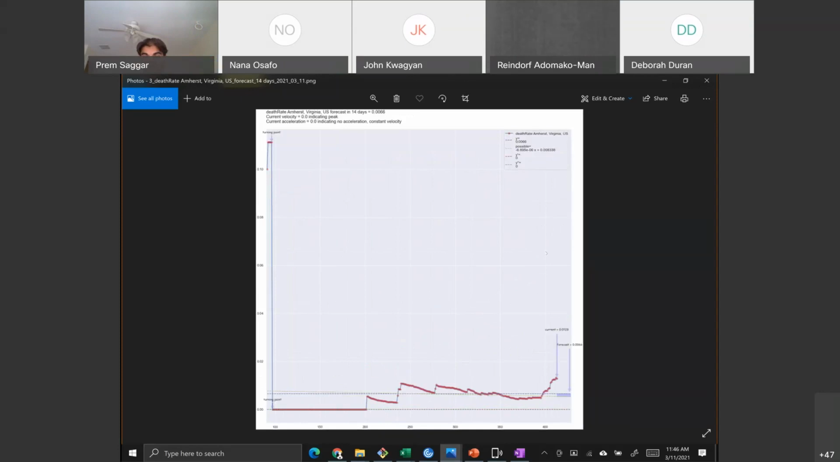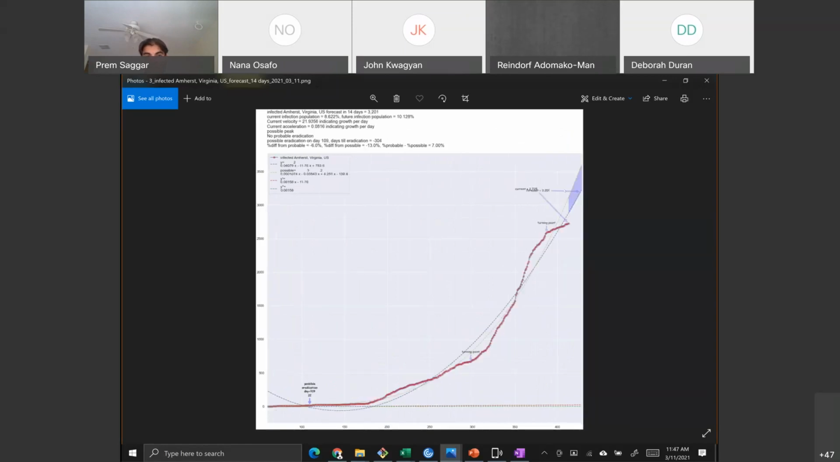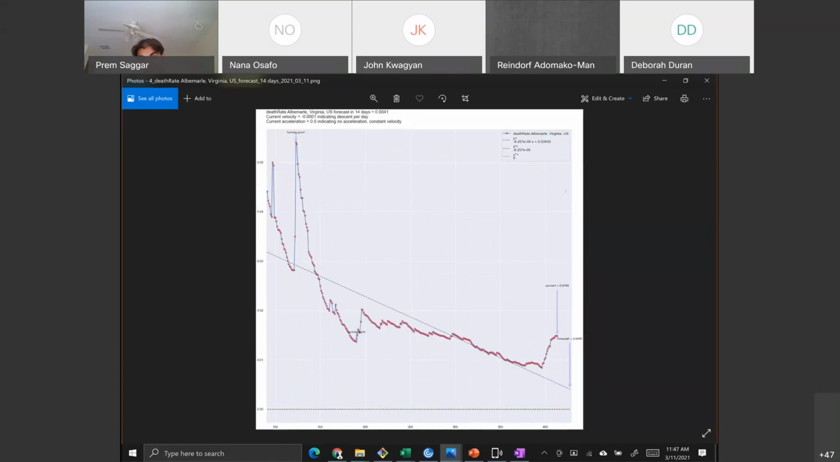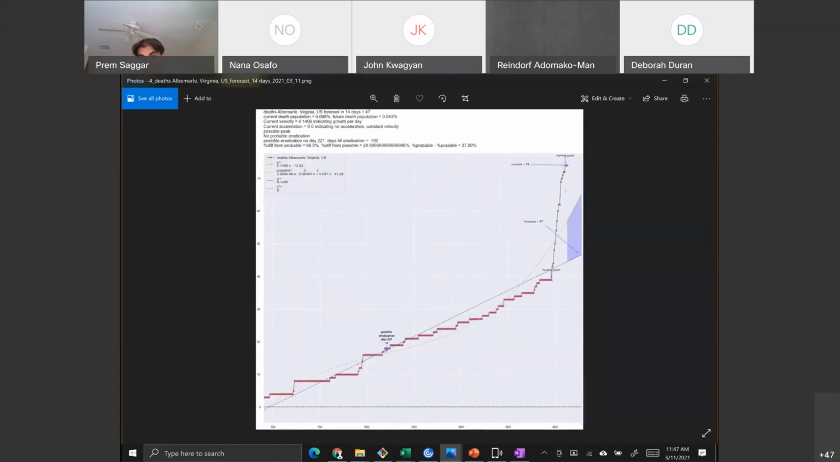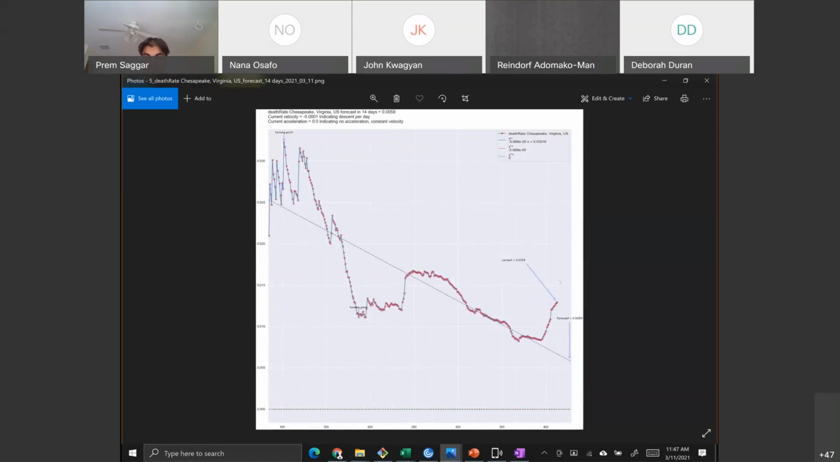Number 3 is Amherst, Virginia. Again, in the last 2 weeks, they were at 14, and now they're up to 35, right? So again, steady, steady, steady, big jump. And then we have Albemarle, Virginia. Again, big spike, right? And so I think this is the top 4 or 5 now. And then if we keep going, Chesapeake, Virginia.